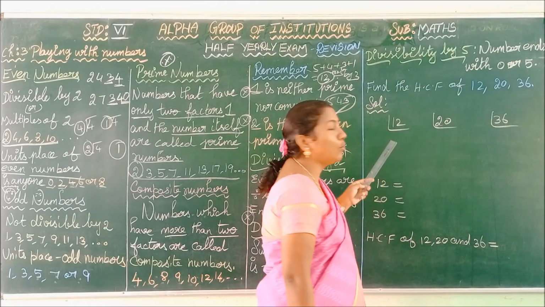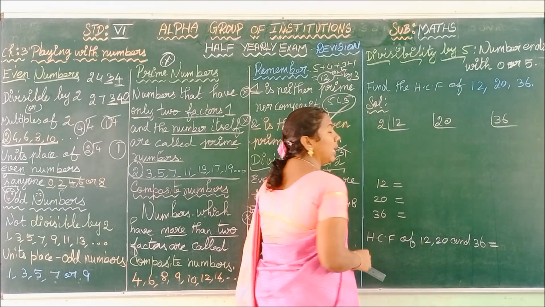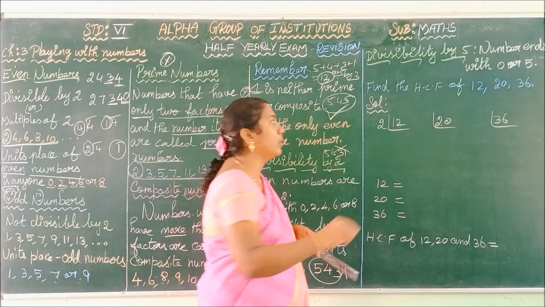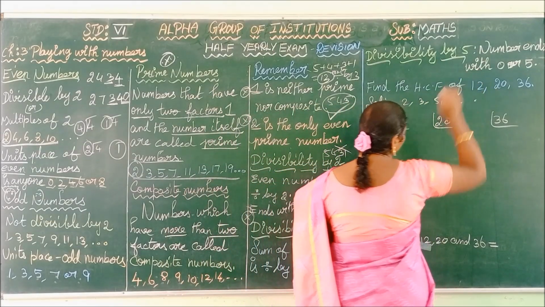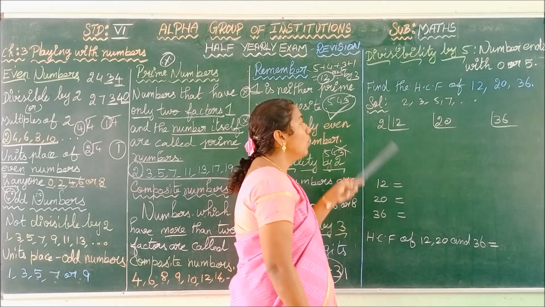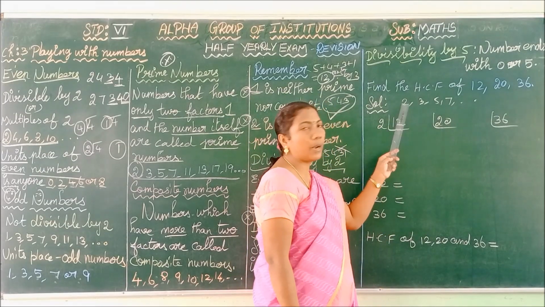First we are going to factorize the given numbers. How do you factorize 12? By using the prime numbers. What are the prime numbers? 2, 3, 5, 7, like that. These are the prime numbers. In the process of prime factorization, you have to use only the prime numbers.